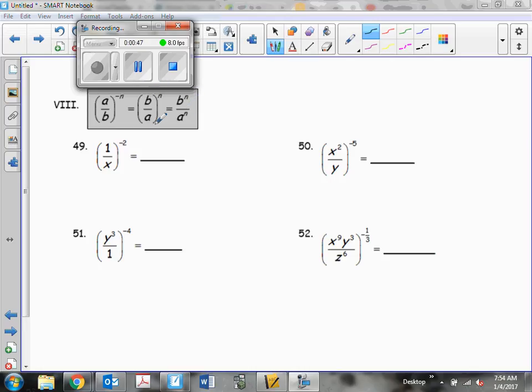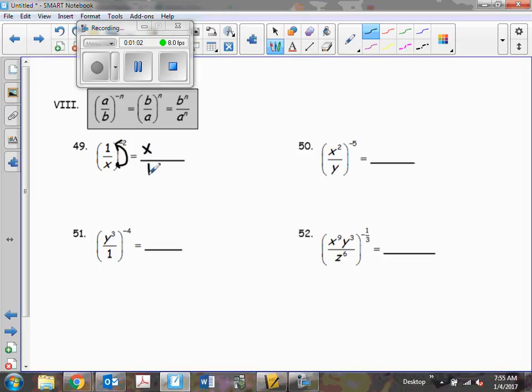So for instance, if I take a look at number 49, I have 1 over x raised to the negative 2. The first thing that I'm going to do is flip my exponent, or I'm sorry, my base. So I'm going to get x over 1, and then that is all raised to the second power. Now I'm going to distribute that exponent of 2 to both the numerator and denominator. So this is going to give me x squared over 1 squared.